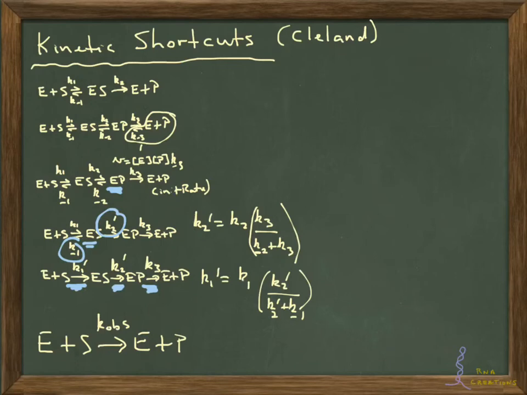And so you basically say that 1 over K obs is equal to the sum of 1 over K1 prime plus 1 over K2 prime plus 1 over K3. And you're done. Okay? So that is how you handle it. Now you can go through and, if you want, you can do all the math.